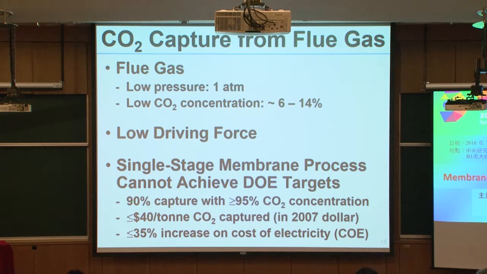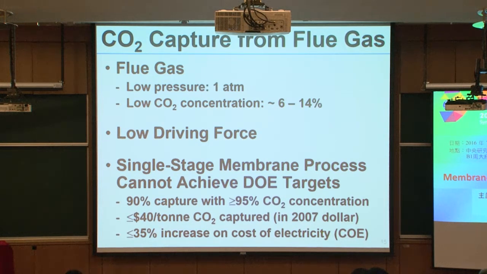The DOE target is to capture 90% of the CO2, and the captured CO2 product must have a concentration of 95% or higher. The capture cost, in 2007 dollars, must be less than $40 per metric ton of CO2 captured. This is a DOE target for us to achieve by 2025, so we still have another 9 years. The reason DOE set this target is that you can use this CO2 for enhanced oil recovery, and what they are paying for CO2 right now is about $40 per ton. So you can make money by capturing the CO2 and using it for enhanced oil recovery.